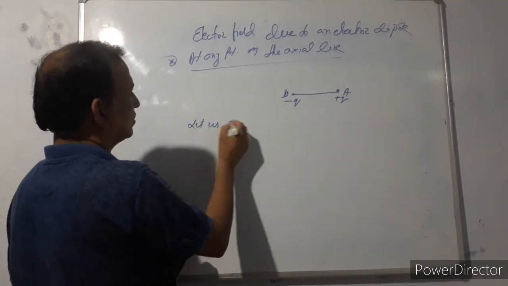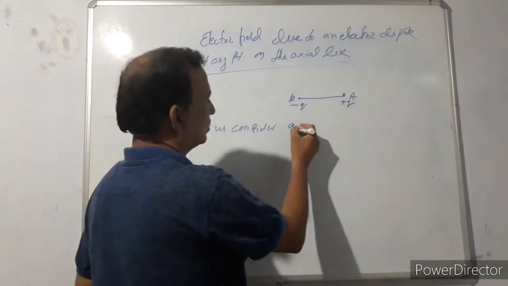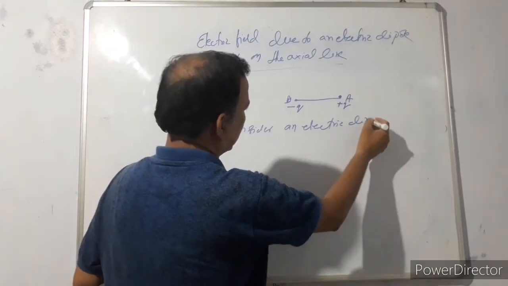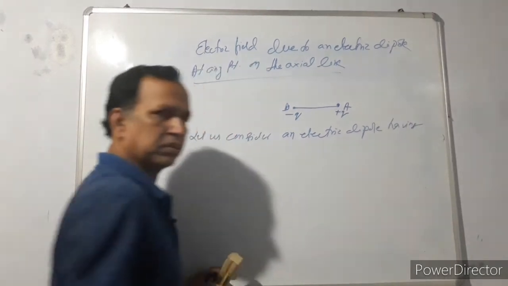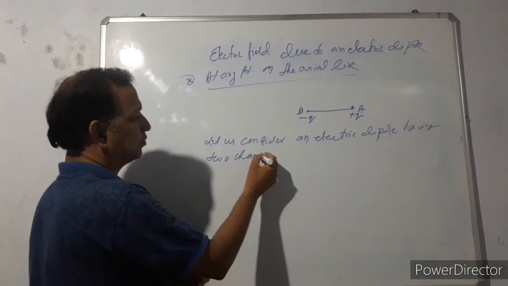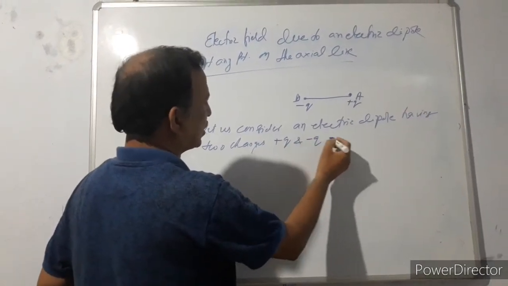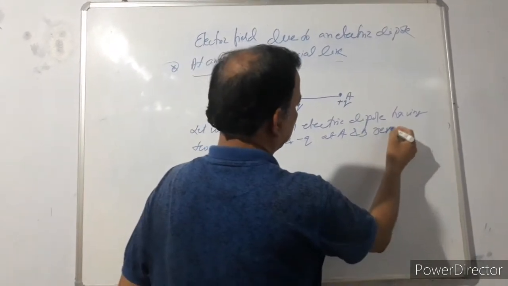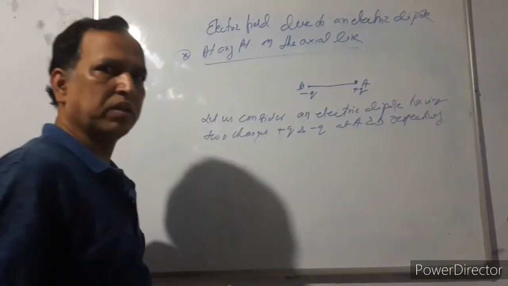Let us consider an electric dipole having two charges, plus Q and minus Q at A and B respectively. Clear?